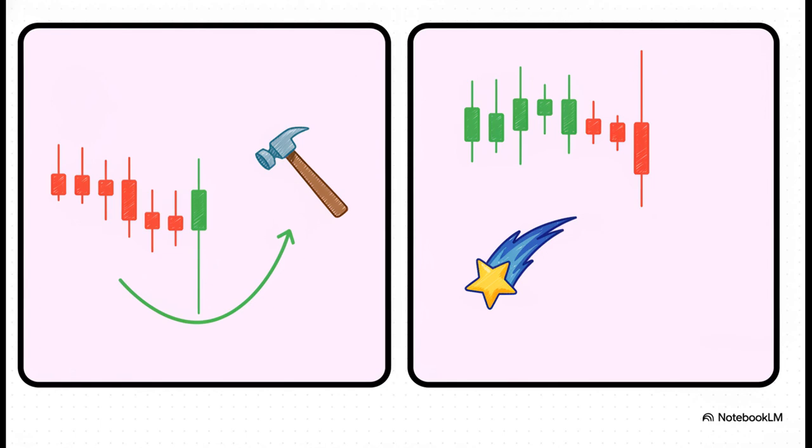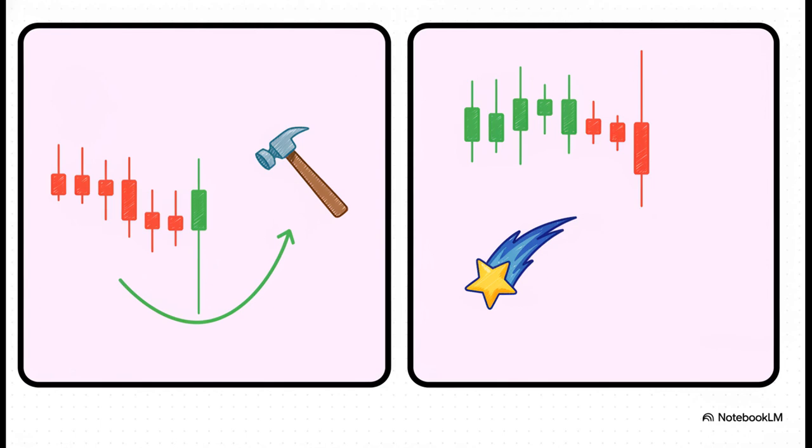The bullish hammer shows up at the bottom of a downtrend. It's got a small body at the top and this long lower wick that's at least twice the length of the body. Psychologically, this is huge. It means sellers pushed the price way down, but buyers aggressively stepped in, rejected those lower prices, and shoved the market back up to close near the open.